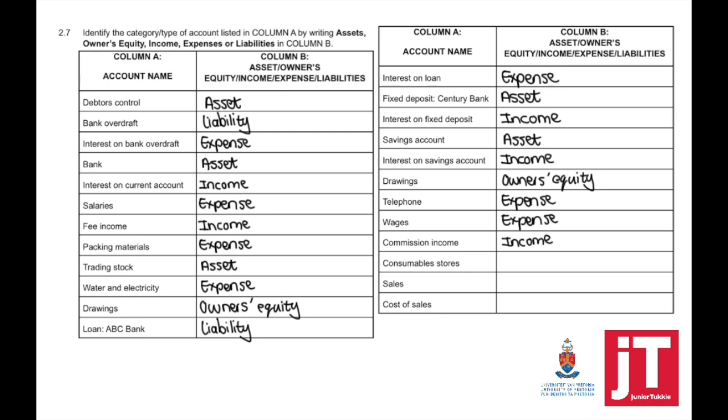Commission income is an income. Consumable stores is an expense. It's things like, say, cleaning materials which we consume in the business. Do not confuse consumable stores with assets. Sales is an income to the business, and this is more related to a trading business. And cost of sales is a non-cash item. It is an expense to the business.